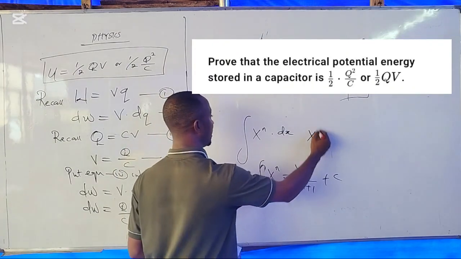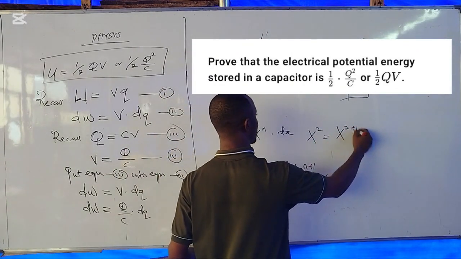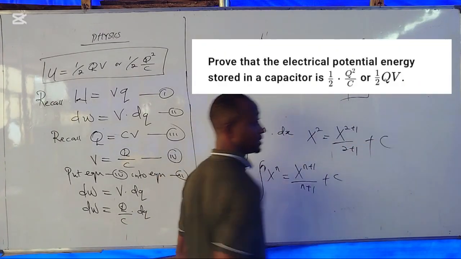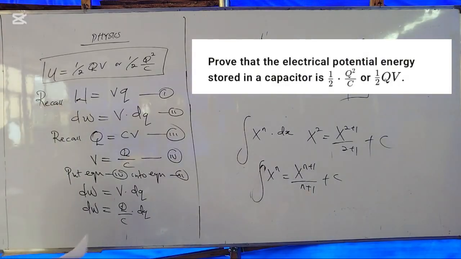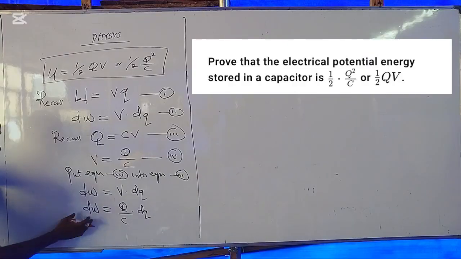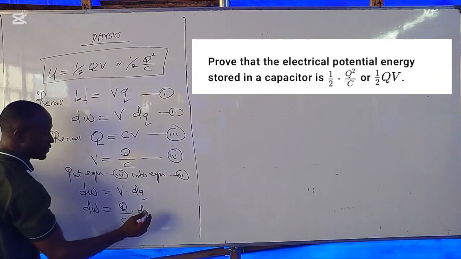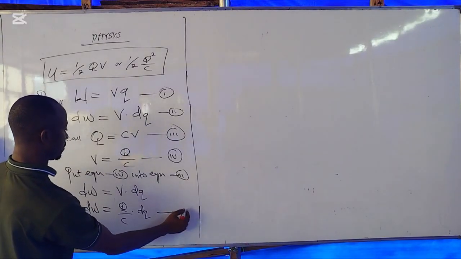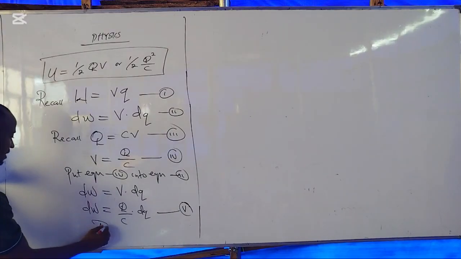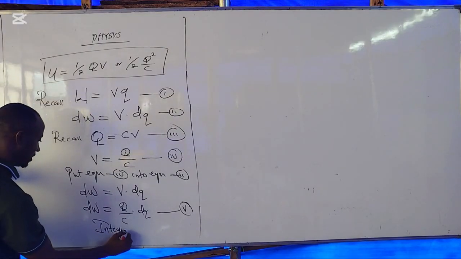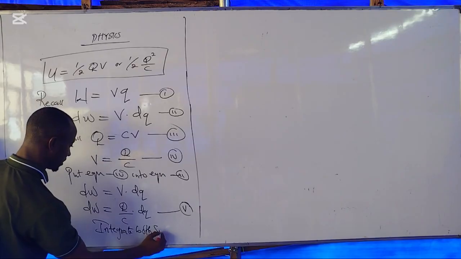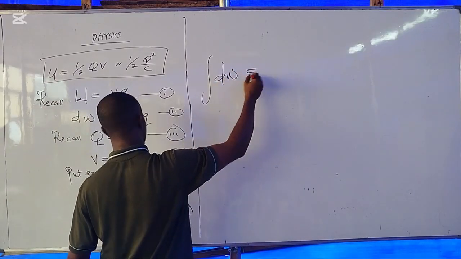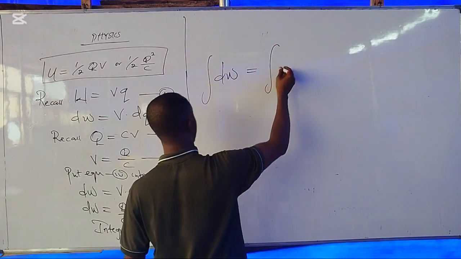If I have here to be s squared, what will it be? 2 plus 1 over what? 2 plus 1. Do you get it? But you have to add what to it? Plus c. Now we say integrate both sides because I have a change in work. The only thing we have to do here is to integrate. This is equation, what is this? Equation 5, abi. Then we say integrate both sides. Integrate both what? Sides. So we have integral of change in work equals integral of what?